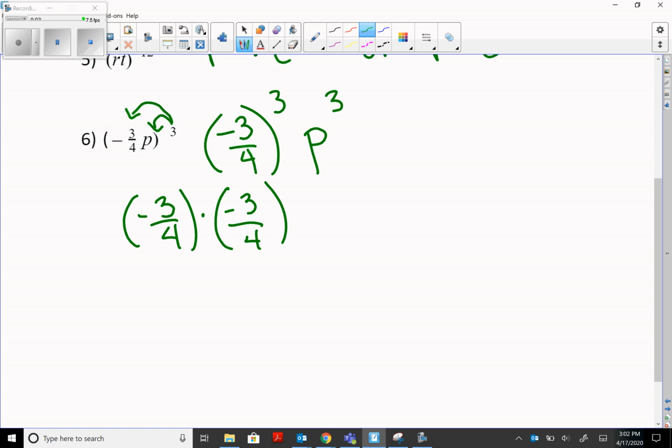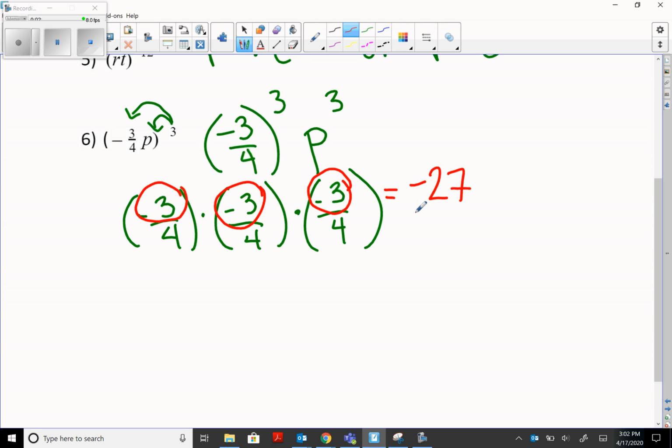We can simplify this one because we can multiply the -3/4 times itself 3 times. So I'm going to write it out here. Starting with the numerators, -3 times -3 is positive 9, and positive 9 times -3 is going to be a numerator of -27. My denominator would be, let's start with the first 2 4s: 4 times 4, which is 16, and then 16 times 4, which is 64.